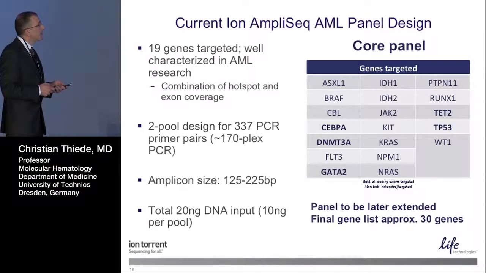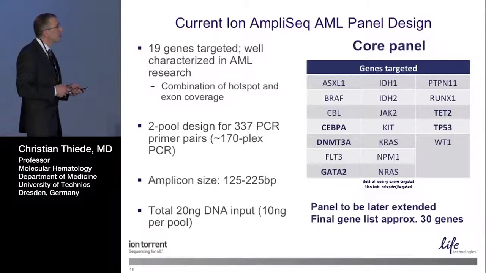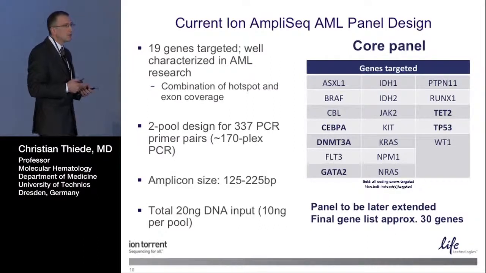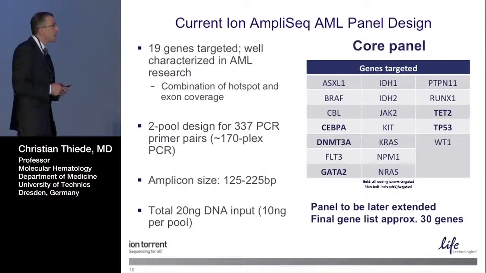So we ended up with a panel of 19 genes which are included in the first version, and this is the so-called core panel. It's clearly thought that it might later be extended to have a final list of up to 30 genes which are currently tested in these patients with AML.